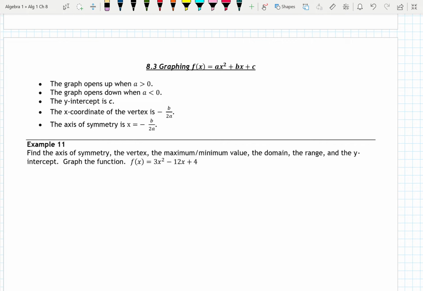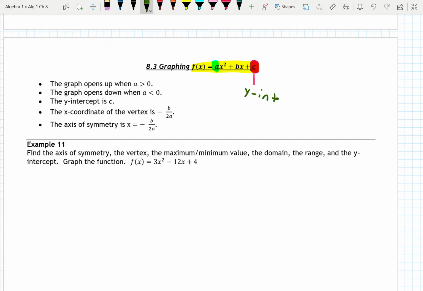All right, we're looking at 8.3 now, where we're graphing the full standard form equation, ax squared plus bx plus c. In this equation, we still have the a value right out front. That is still the a value as what we had before. So if it's positive, it's going to open up. If it's negative, it's going to open down. What's kind of unique about this equation is the c at the end. That's going to be our y-intercept.